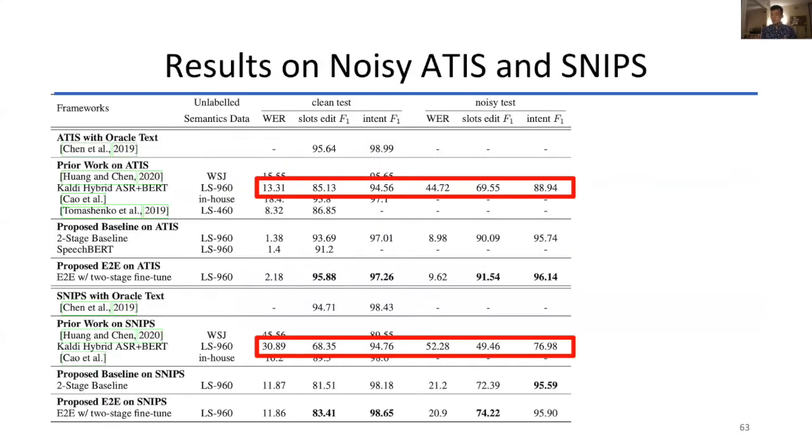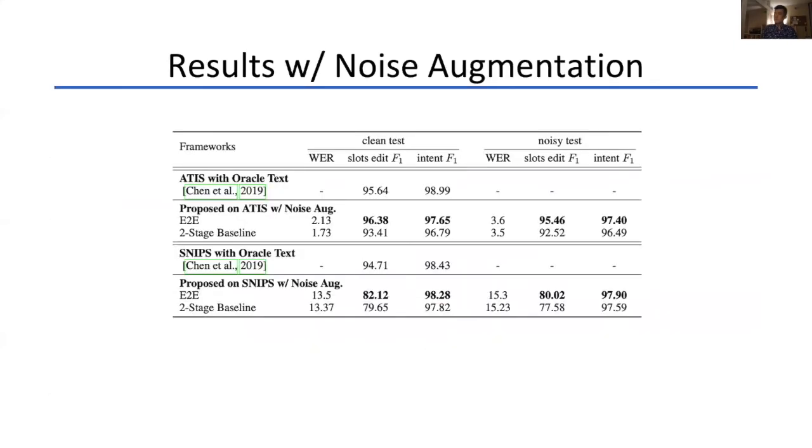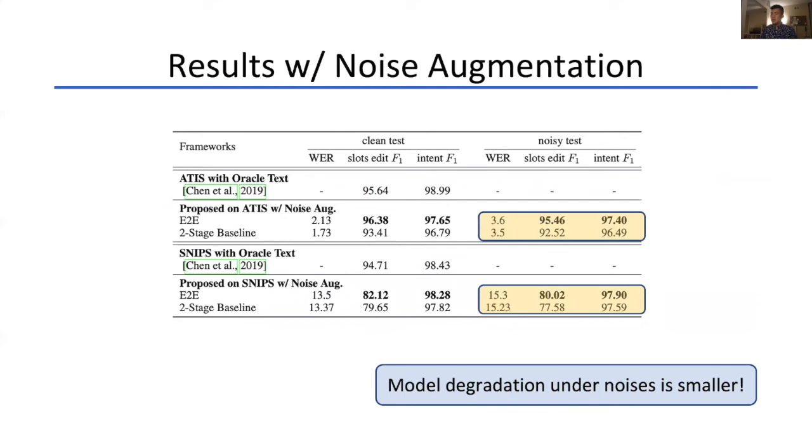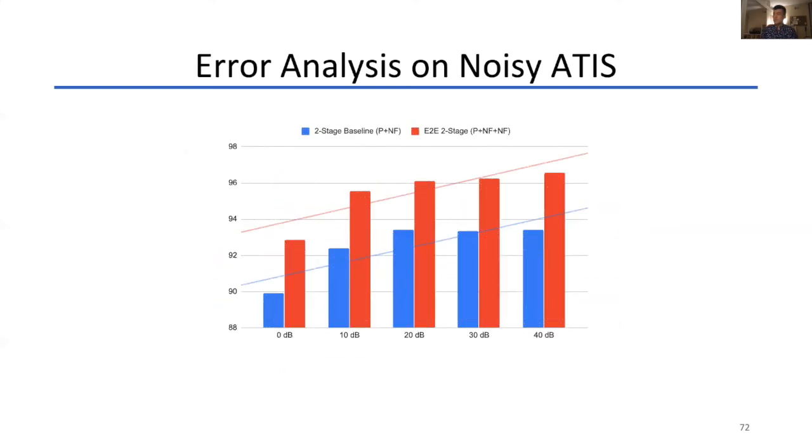And we see that a model that's only trained with clean data suffers from noise degradation. And this is true even if the model's ASR is trained with spectral augmentation. So with a simple noise augmentation training scheme, there is now minimal noise degradation. On noisy test sets, our end-to-end approach can achieve 95% slot F1 score. We can analyze the error comparing the end-to-end approach to the two-stage approach, and we see that the red bar, which is end-to-end approach, always outperforms the blue bar. And we can do this for different signal-to-noise ratios as well.